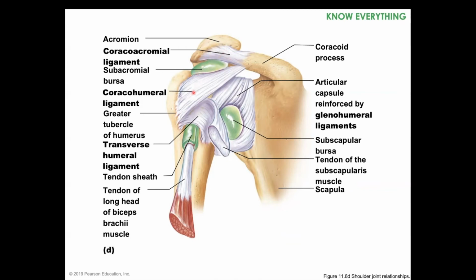Next, we have our coracohumeral ligament that connects the head of the humerus to the coracoid process of the scapula. And beneath that, we have our transverse humeral ligament that crosses over the tendon sheath of the biceps brachii tendon. Think of the tendon sheath as another layer of cushioning similar to a bursa. And then lastly, we have the subscapularis tendon here, which is another muscle found in the rotator cuff. And beneath that, we have our subscapular bursa.